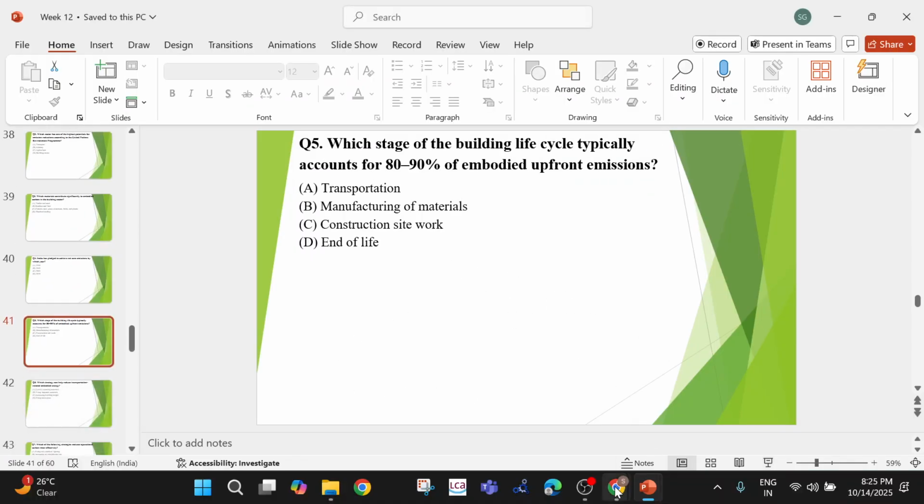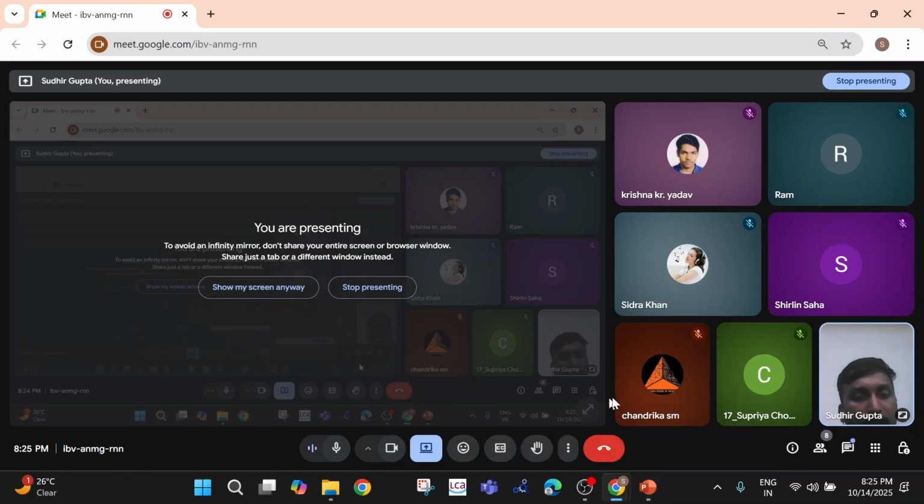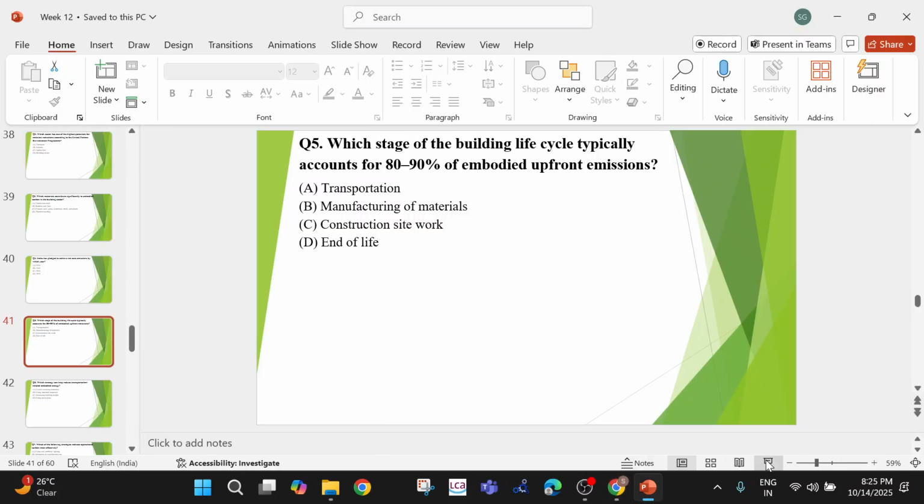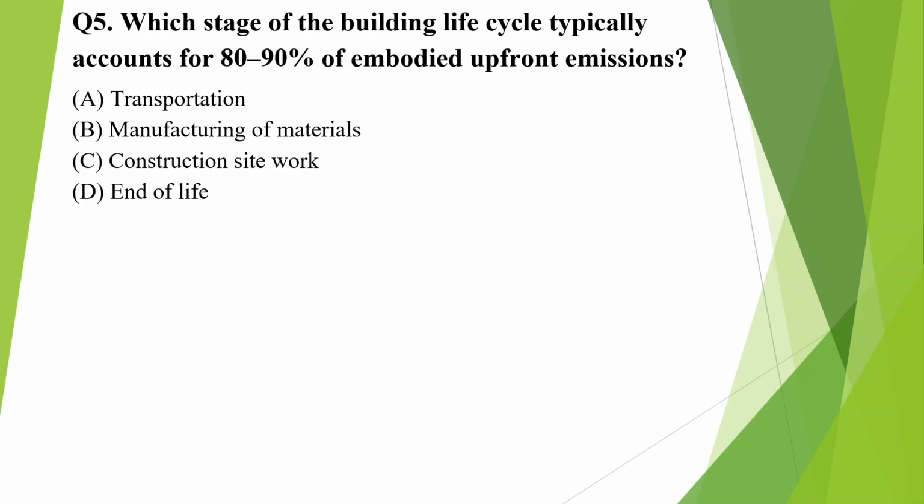So the contribution of each sector we have already discussed, and it was also told to you in the lecture, and all of you have marked 5B, and 5B is the correct answer, guys. For others who have not marked, let me tell you that the manufacturing of materials consists of most of the embodied carbon emissions, during the raw material processing, you can say, or the manufacturing. Option B is the correct answer.